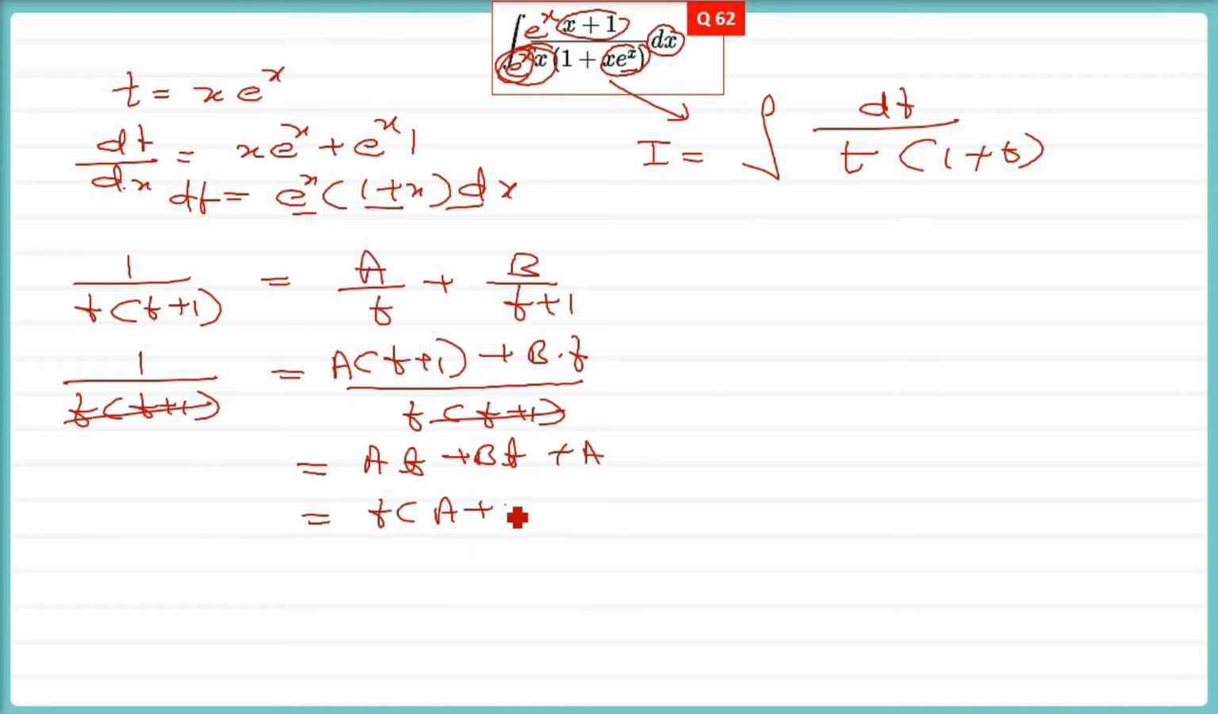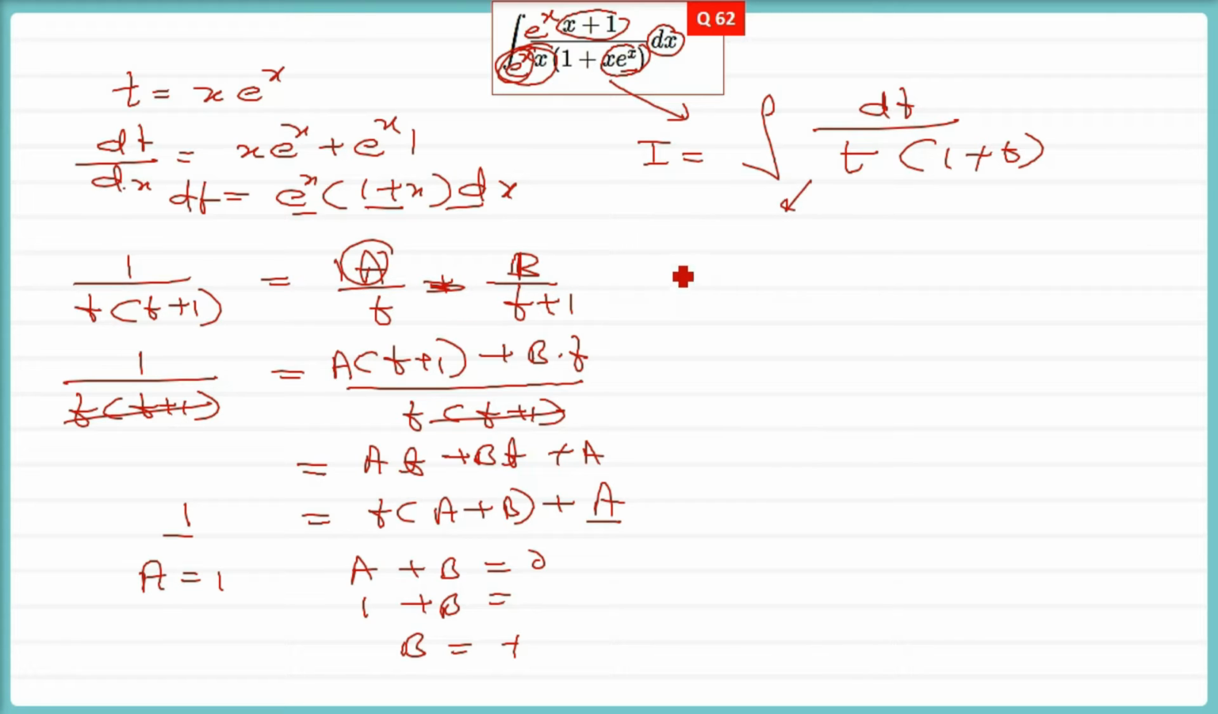So when you take t common, a plus b will remain, and a, because the only constant on the left is 1, a becomes 1 and a plus b will be equal to 0. That will give you b equals negative 1, if you put a equals 1. Now put it here: in place of a, 1, and in place of b, negative 1.